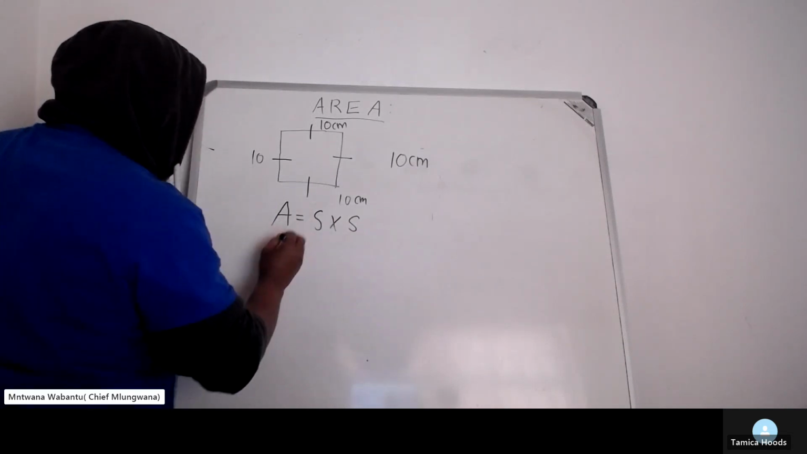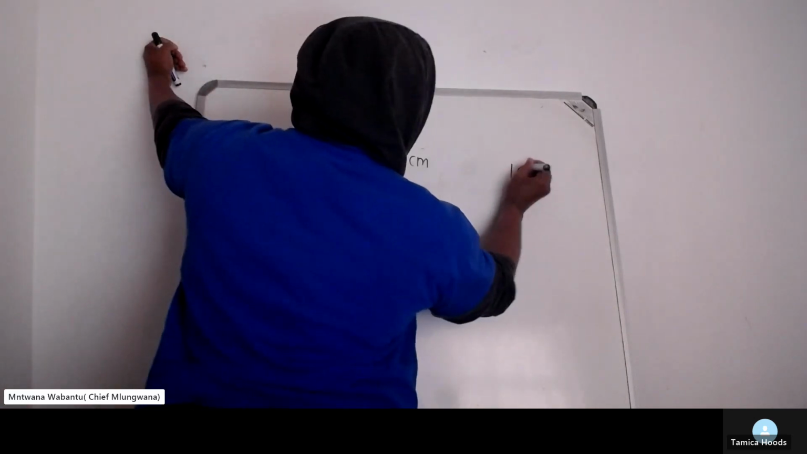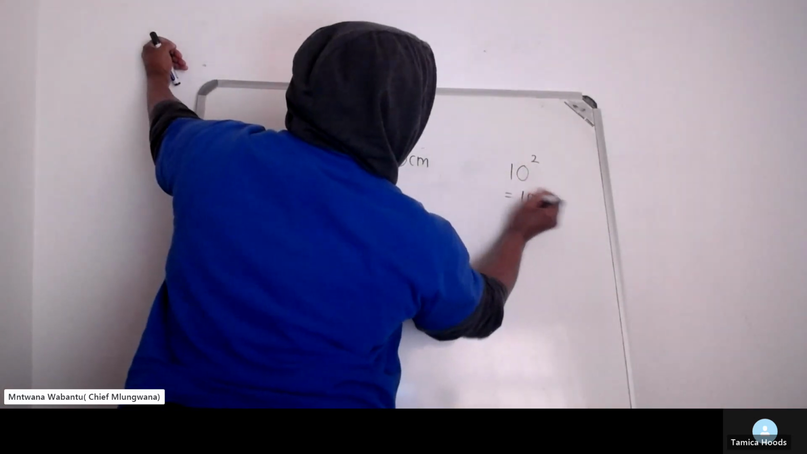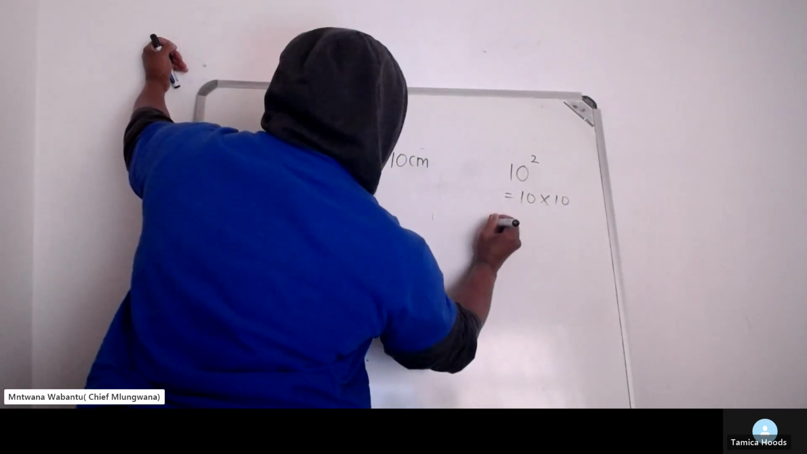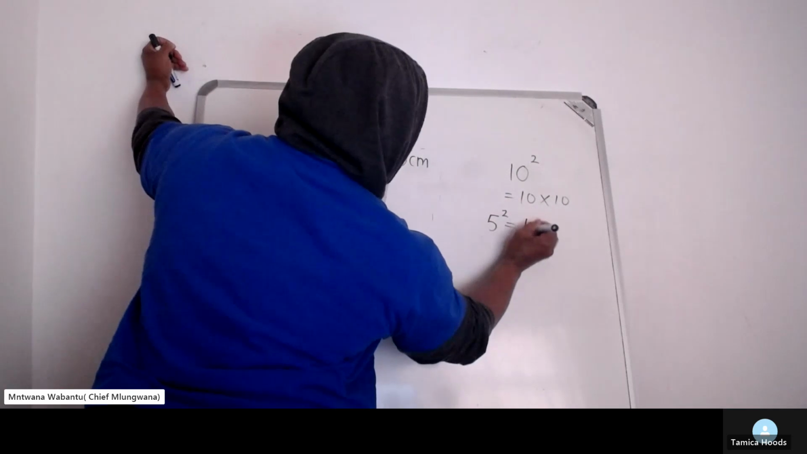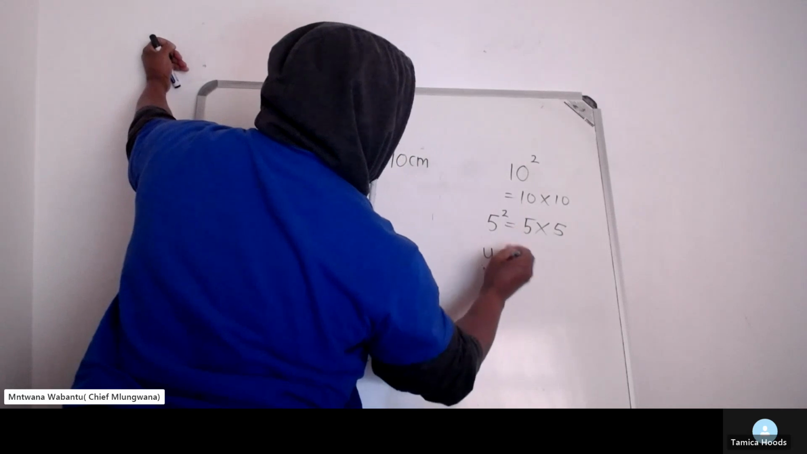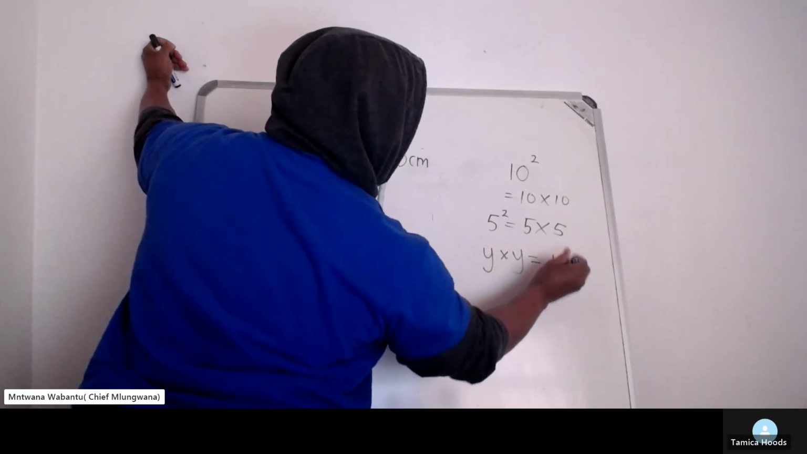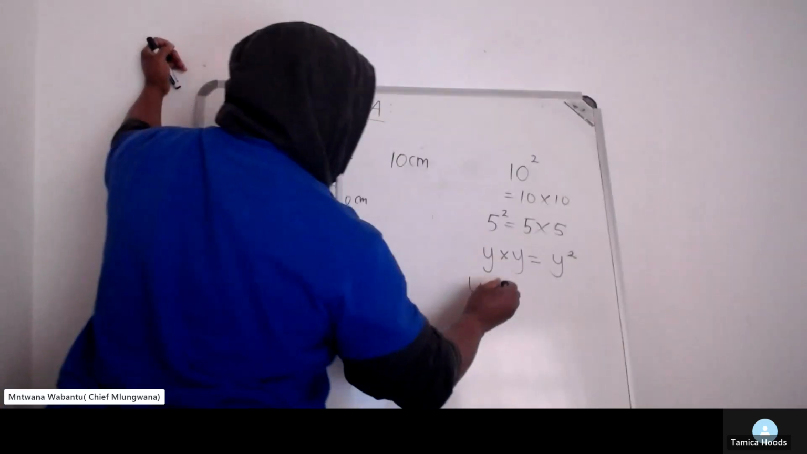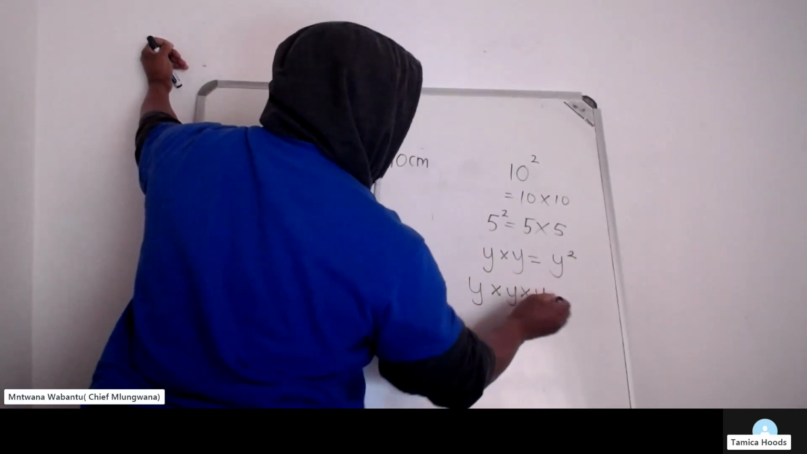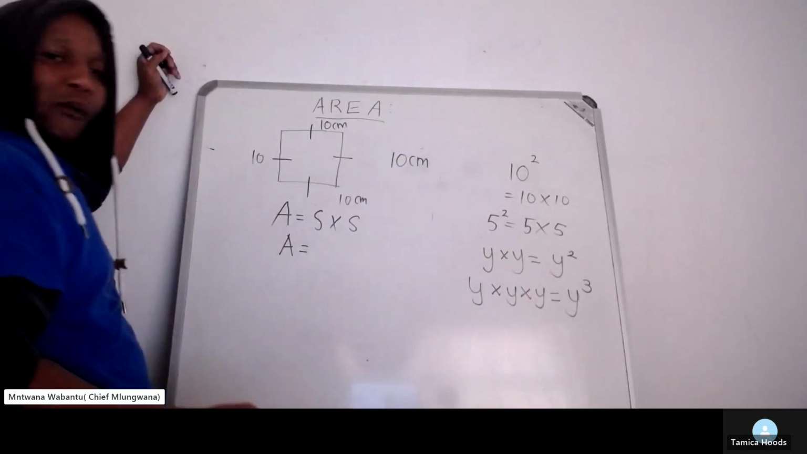Or in another way, you can say area. Remember I told you, if you have 10 squared, what does that mean? This is like 10 times 10. If somebody says 5 squared, what does that mean? It means 5 times 5. If somebody says y times y, in another way we say y what? Squared. If you are given y times y times y, this is y cubed.